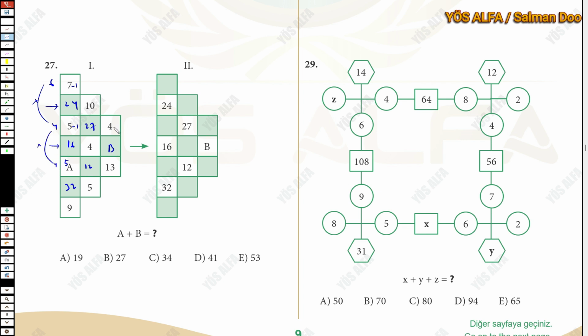Okay, for B, we have 3 times 12, which is 36. So B is 36 and A is 5. The summation of which gives us 41.